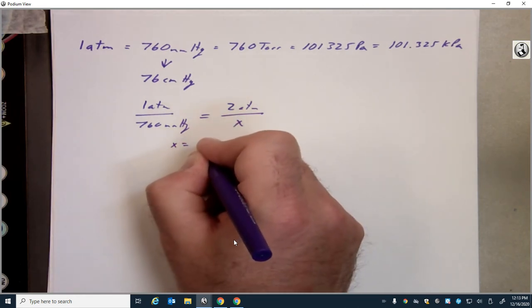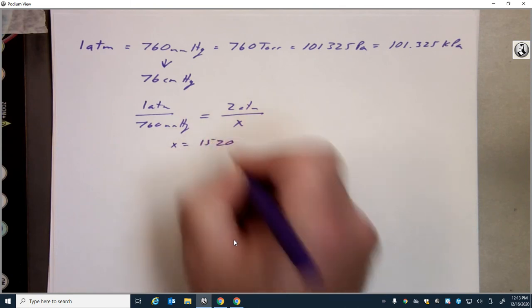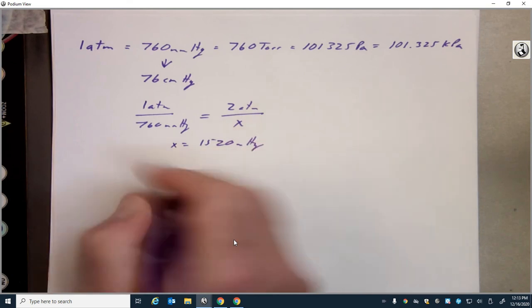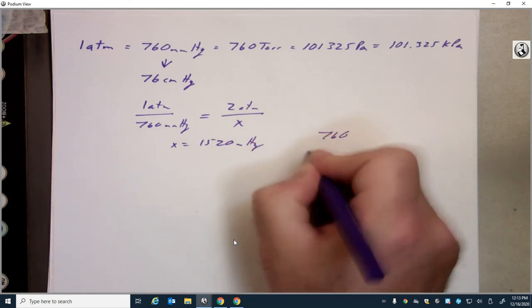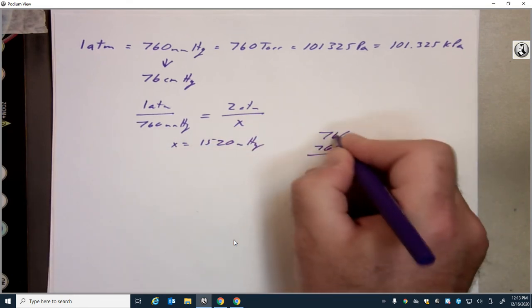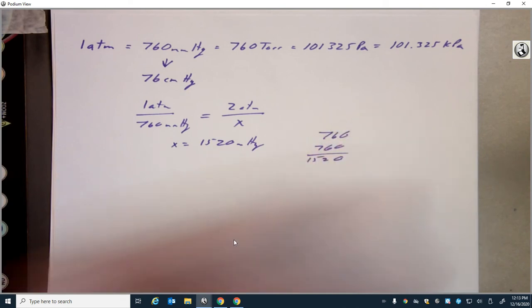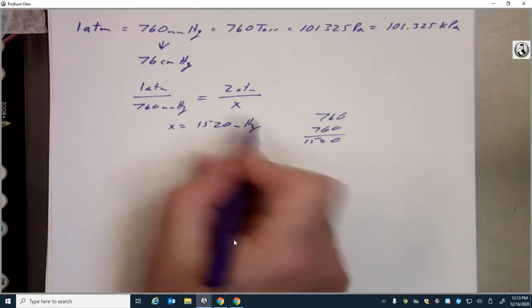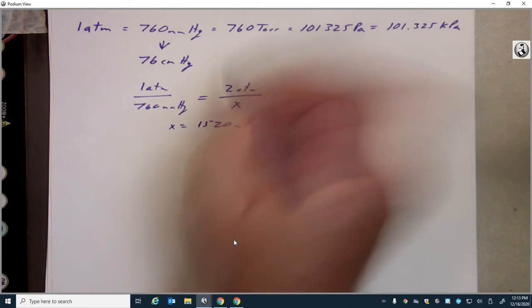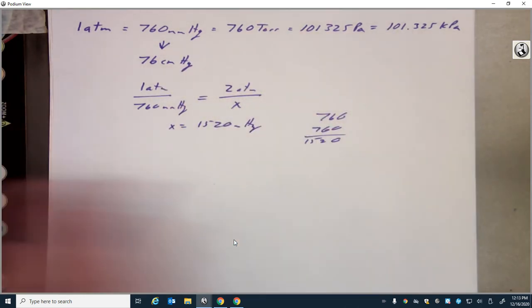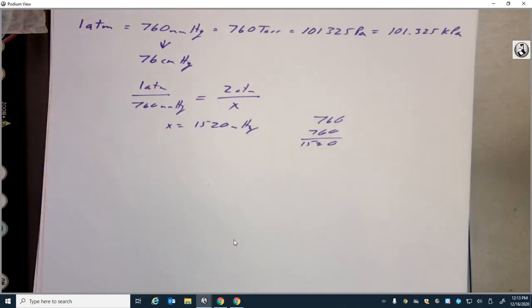This would be what, 1520 millimeters of mercury. Is that right? 760 times 2, yep, 1520. So you can just set up a ratio and you can convert into these. So you need to be able to do that. And so those are units of pressure that we're going to be using.